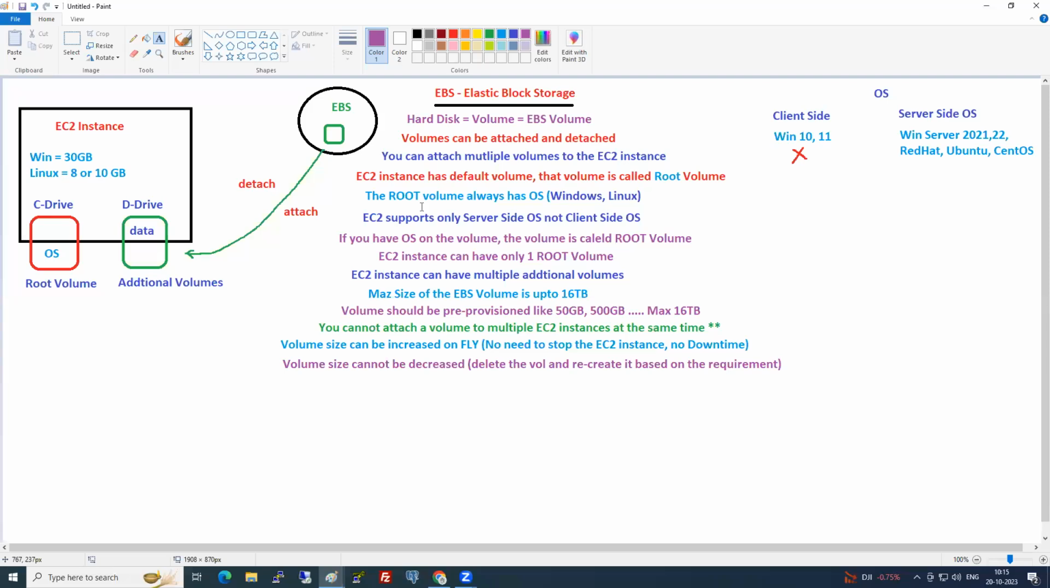You can delete it. That's just an operating system. You can launch one new EC2 instance, and automatically that operating system will come. The only thing is the data you need to move. But do we have data in the C drive? Generally, do we put data in the C drive? We don't put. So you don't have any data, no harm.